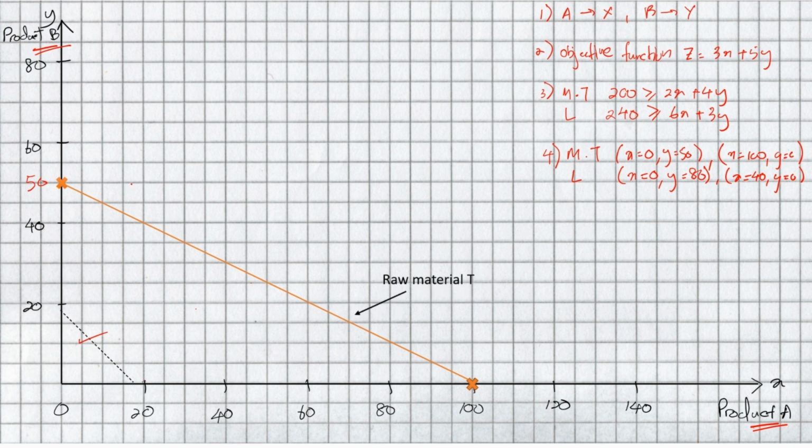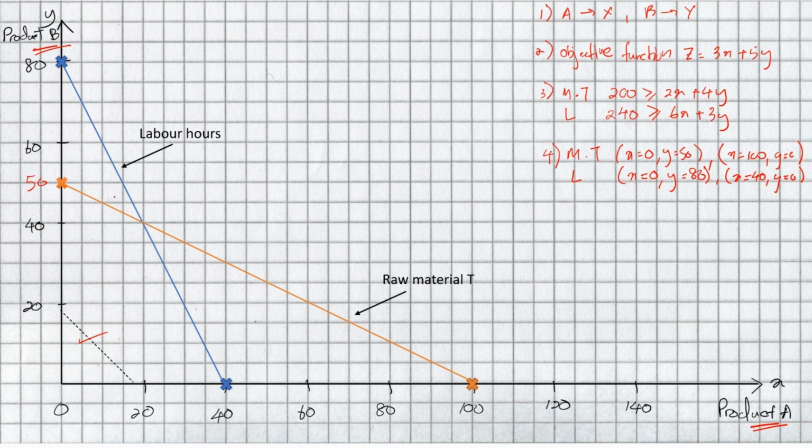Now let's draw the second line for labor hours. The first point is when x is 0, y is 80. It is here. The second point is when x is 40, y is 0. It is here. Now using these 2 points, we can draw the line. This represents the labor hours. So this is how we can draw the lines.